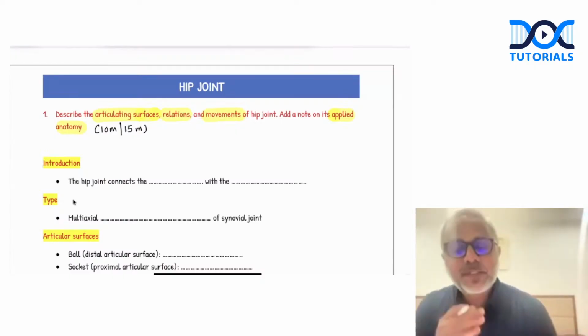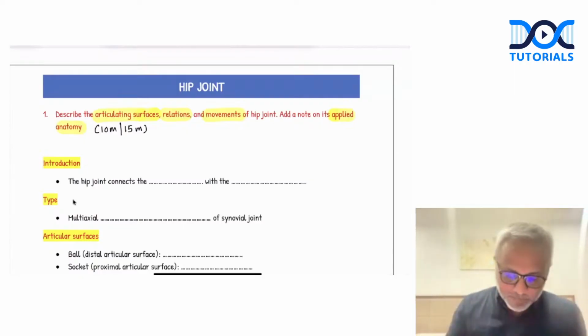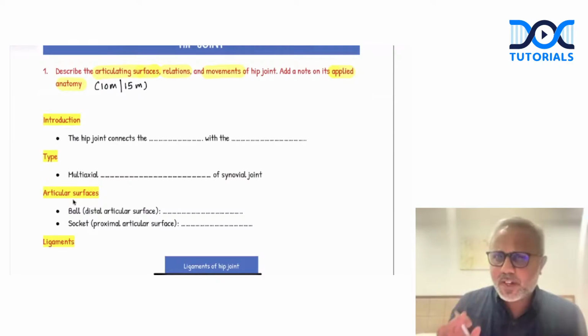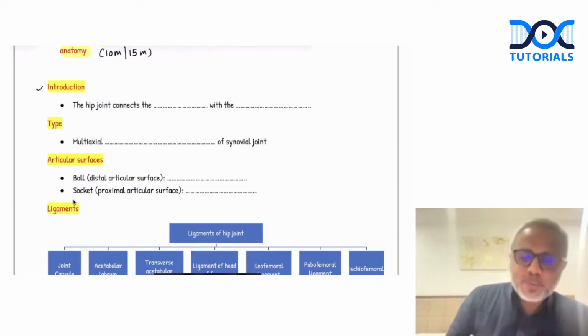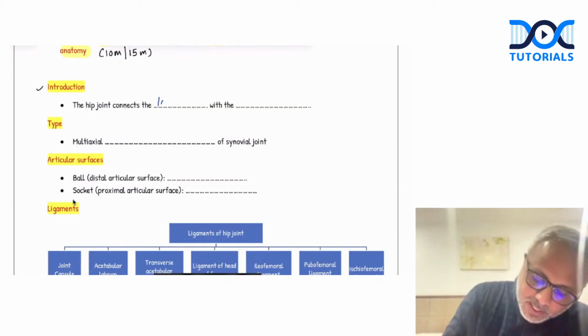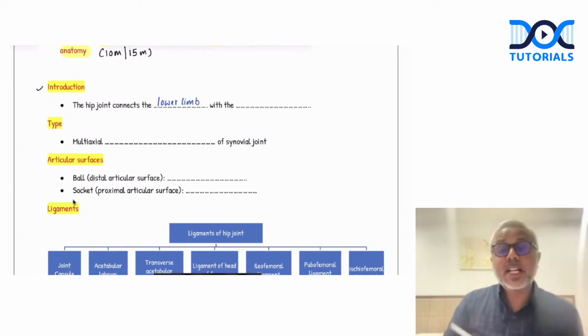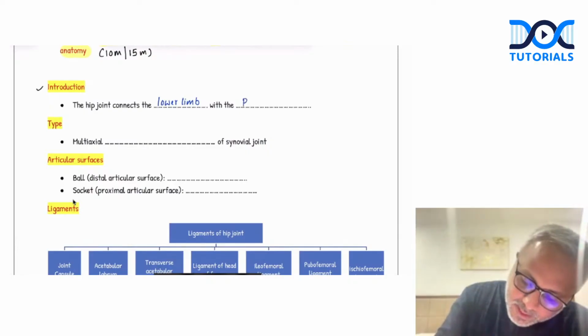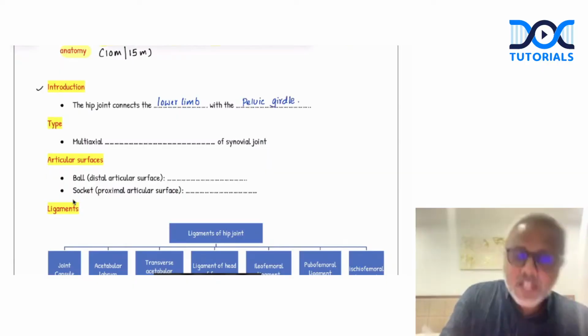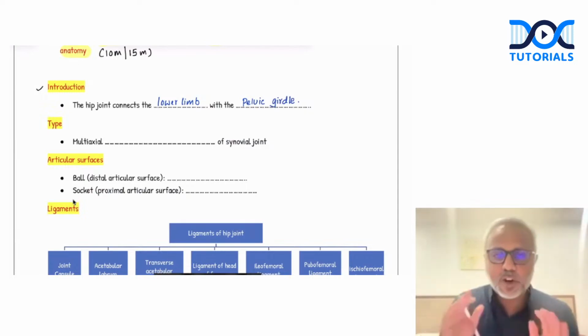So let's get started. If this is asked as a long essay, how do we write? The first thing each of us as evaluators, as examiners, will expect is possibly one line of introduction. What we will write here: the hip joint basically connects the lower limb. It is a joint where the lower limb is connected with the pelvic girdle. This is one line of introduction we can write for the hip joint.